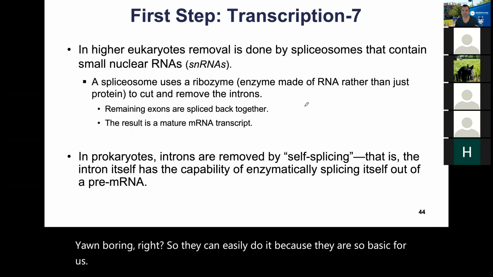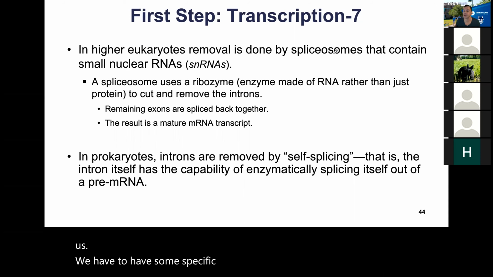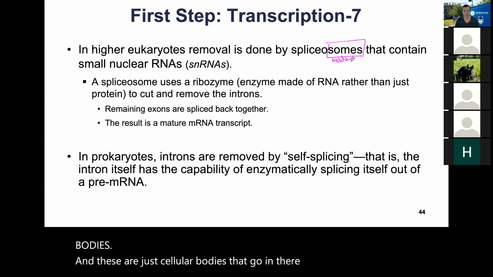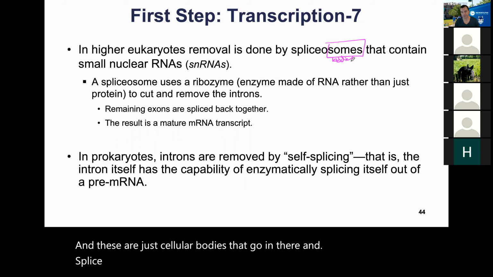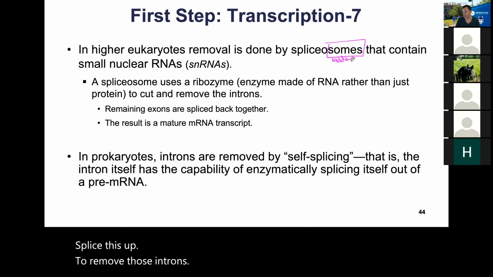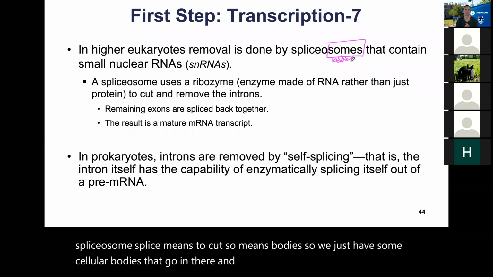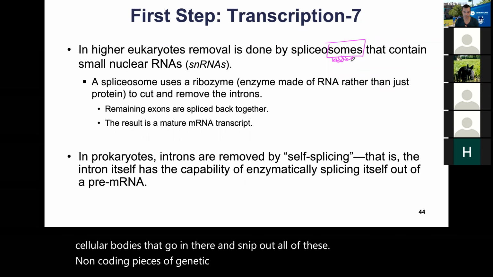we have to have some specific bodies, and some means bodies, okay? And these are just cellular bodies that go in there and splice this up, to remove those introns. So this is how those introns are getting removed, by these things called a spliceosome. Splice means to cut. Some means body. So we just have some cellular bodies that go in there and snip out all of these non-coding pieces of genetic material, the introns, okay?